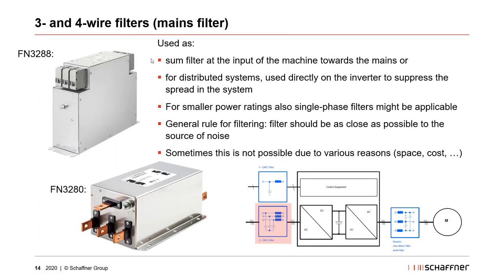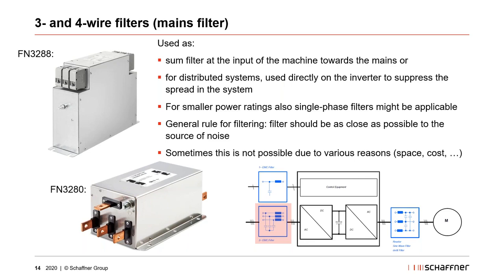Good. So here you see 3- and 4-wire filters, which are used in general as a sum filter at the input of the machine towards the mains, or for distributed systems used directly on the inverter to suppress the spread in the system. This is what I meant before. So we have one filter at the entry point, or you have distributed filters all around. For smaller power ratings, also single phase filters might be applicable. So we also have some EMI filters for single phase motor drive systems in our standard portfolio, and customer specific products are also single phase products.